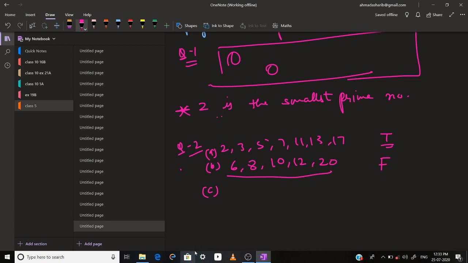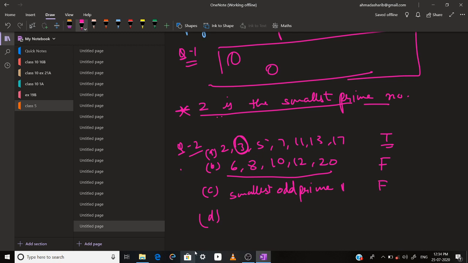Now let's talk about part C. The smallest odd prime number is 1. But 1 is not a prime number. I have told you 2 is the smallest prime number, but 2 is the smallest even prime number. So what is the smallest odd prime number? The smallest odd prime number is 3, because 3 is odd and 3 is a prime number. So this is a false statement, because the smallest odd prime number is not 1, it is 3.